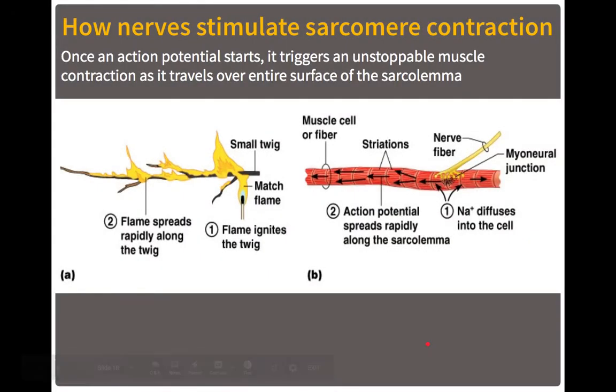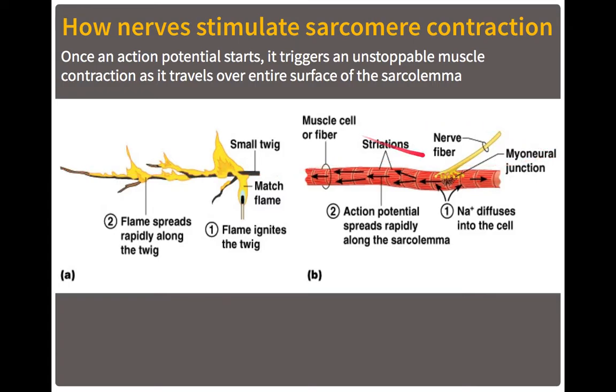One side note, just keep in mind that nerves stimulate sarcomere contraction in the way that a match will trigger an entire twig to go up in flames. And so if the fire is not strong enough in the beginning, the twig won't catch on fire. But if it is strong enough, then the fire will catch and it will travel all the way down the length of the twig. And once you start it, it's pretty much impossible to stop the traveling of that fire.